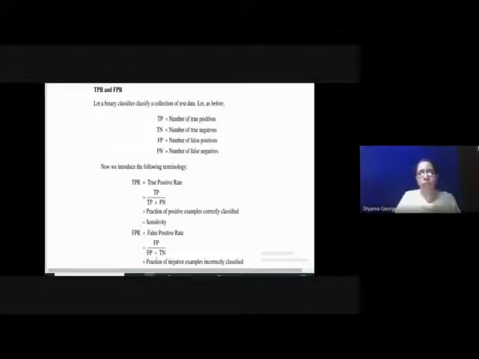False positive plus true negative. That is the fraction of negative examples incorrectly classified. These two terms are important for the ROC curve.